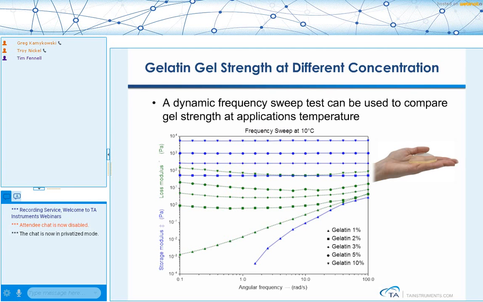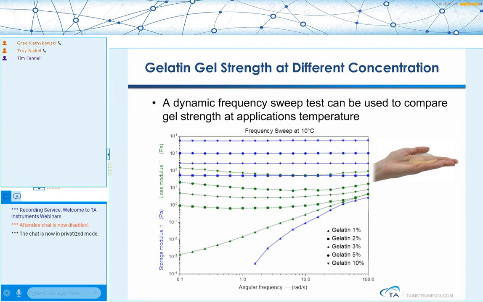We can also look at the properties in the low temperature region, which is what we're doing here, and we look at how the modulus changes as a function of the gelatin concentration. And we can see that at a concentration of 1%, we really can't even call it a gel, just because the storage modulus is decreasing without end.